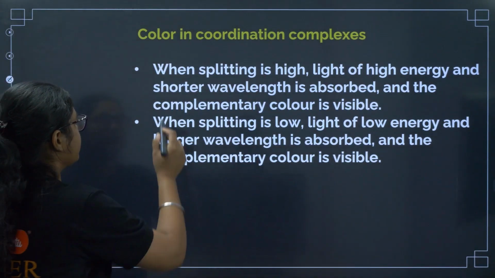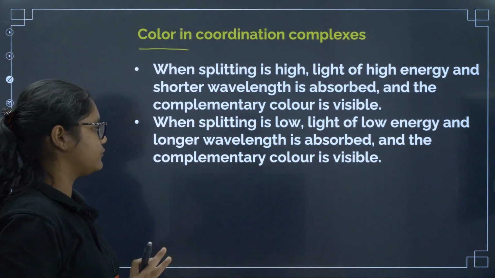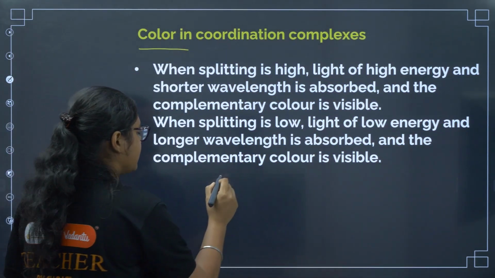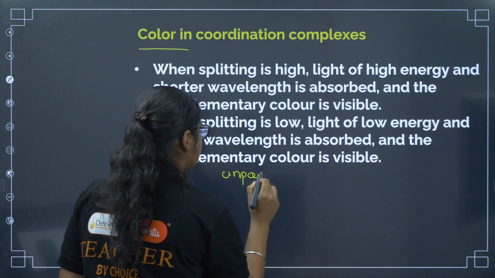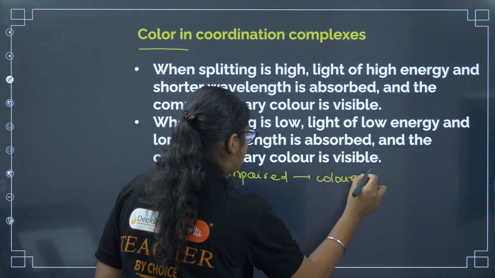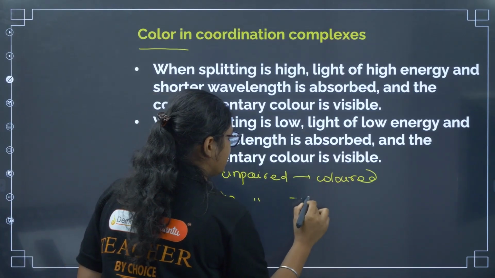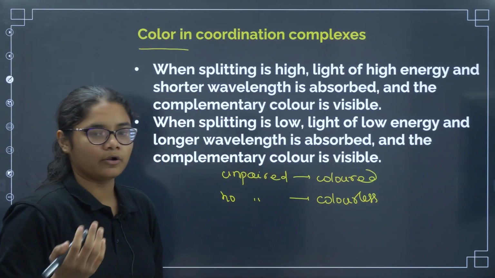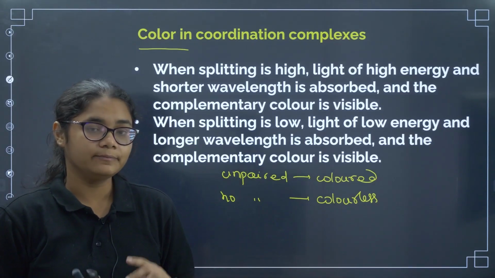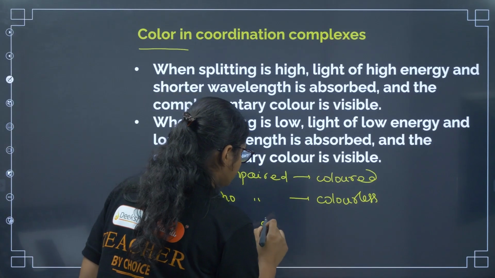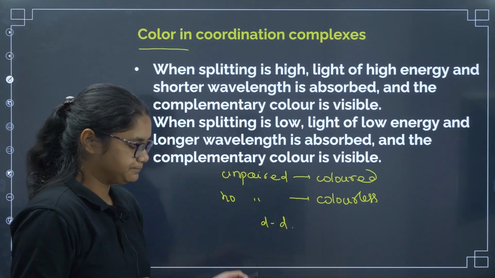Next, color in coordination compounds. So a very basic thing you have to remember: if there is an unpaired electron, then it will be colored, and if there is no unpaired electron then it will be colorless. How will you know whether it is colored or not? For that you must know the configuration. Now the color is due to d-d transition.